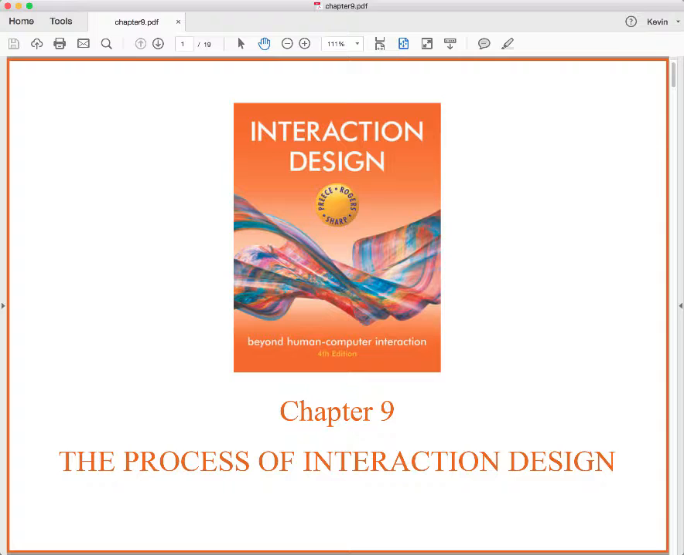Chapter 9 is entitled The Process of Interaction Design. And in our course here, I think we're turning a corner, and I'm pretty happy about that, actually, because in the first 8 chapters of the textbook, we've been really acquainting ourselves with the language, the theory, the kind of underpinnings of doing interaction design in a scientific way.